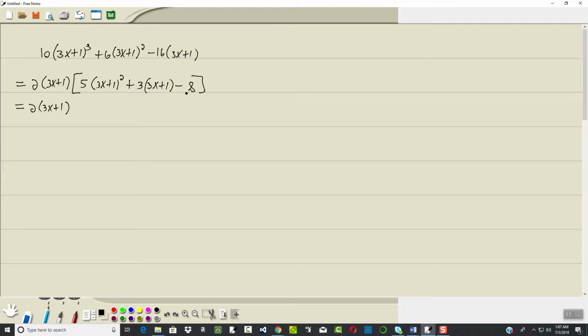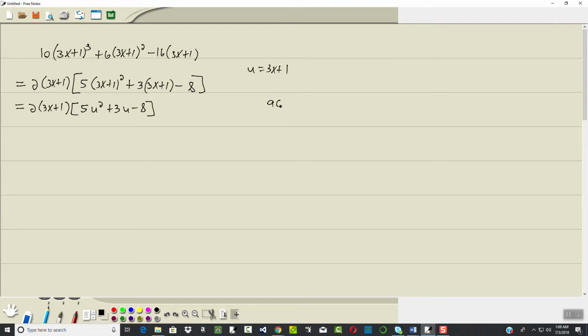Now this almost looks like it's quadratic in form. If I let u equal 3x plus 1, then this would become 5u squared, plus 3, replacing the 3x plus 1 with u, minus 8. I'm not sure if this is going to go anywhere, but we'll see.